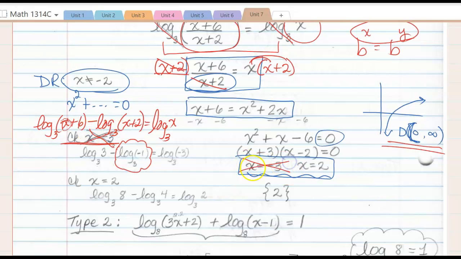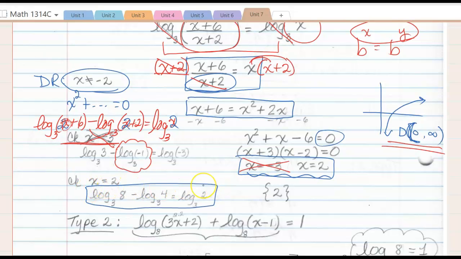So let's check to see what happens if we plug in x is equal to 2. So I'm going to plug in 2 here. So now I have log base 3 of 2 plus 6, which is 8. So I have the log base 3 of 8 minus, plugging in 2 here, the log base 3 of 4, and I claim that that equals the log base 3 of 2. So now we just need to check to see if this is true.